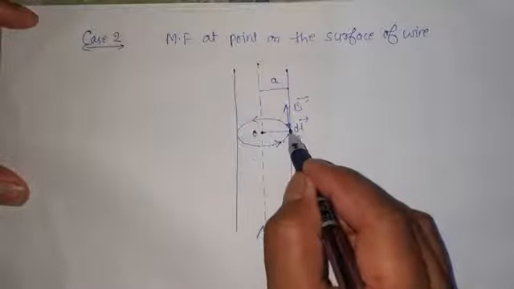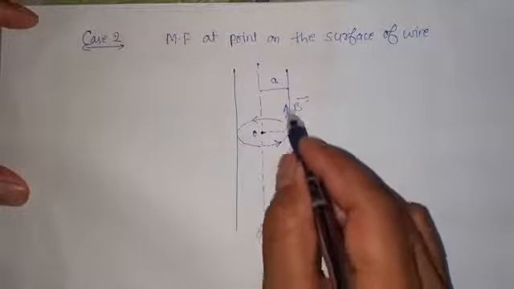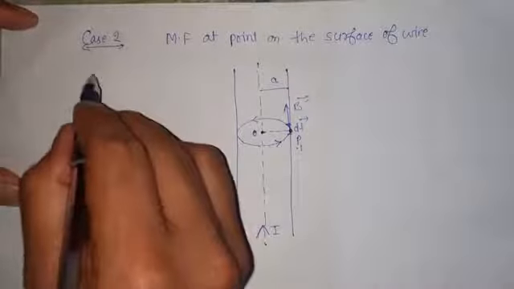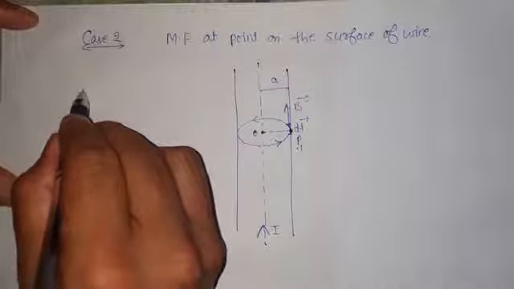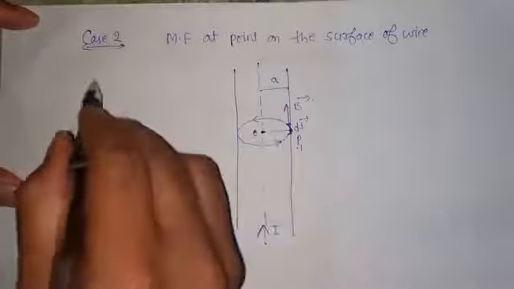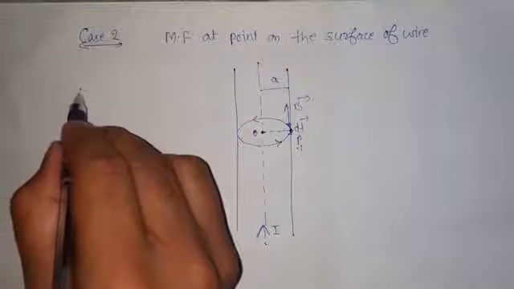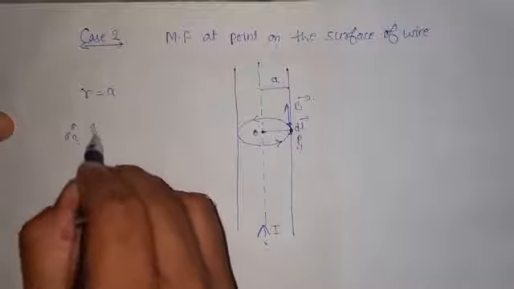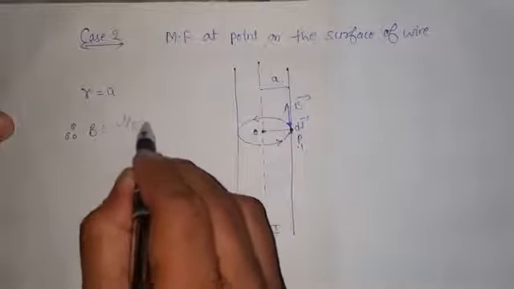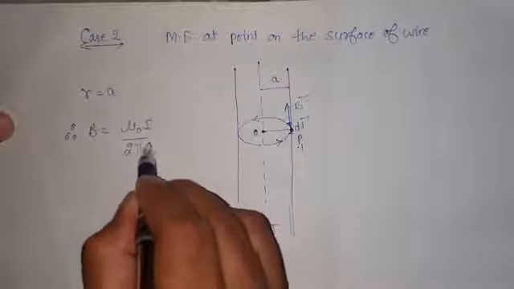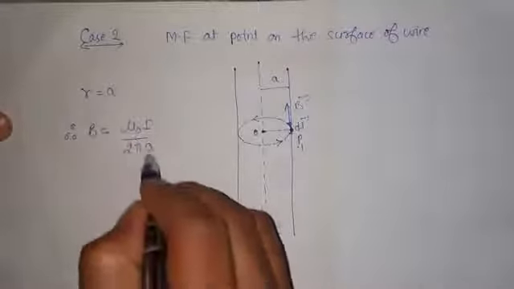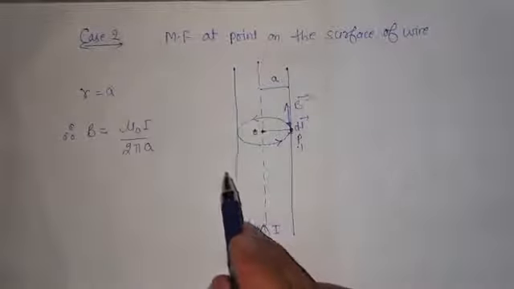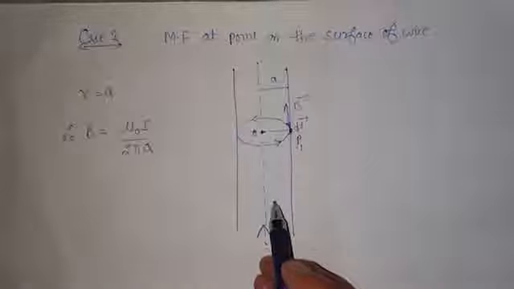So that means here the direction is upward, and the magnetic field is tangent to it, also upward. Thus we are getting the magnetic field on that point which is on the surface, where R is equal to A. Therefore the magnetic field can be written as mu naught I upon 2 pi A. Previously it was written R, now it is written A, because R is equal to A. This is the magnetic field on the surface of the wire.